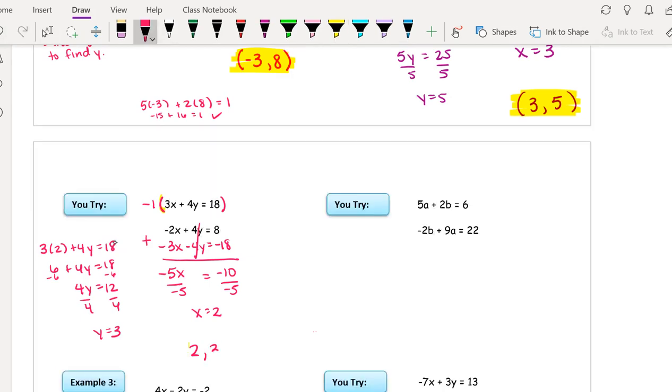I'll just rewrite it. 2, 3 should be your solution. Plug it in to check into one of the equations you didn't use already. So the bottom one. Negative 2 times 2 plus 4 times 3 equals 8. Negative 4 plus 12 equals 8, and that does check. Okay, so that's the easiest method so far when you have coefficients that are already set up, or you maybe only need to multiply one of them by negative 1.